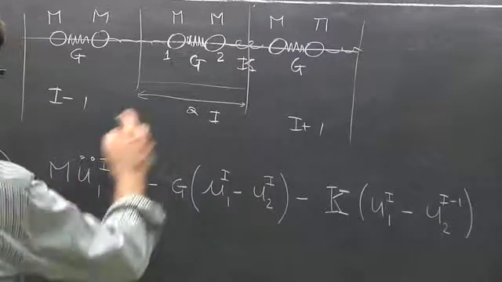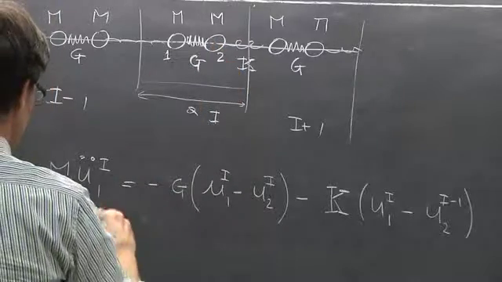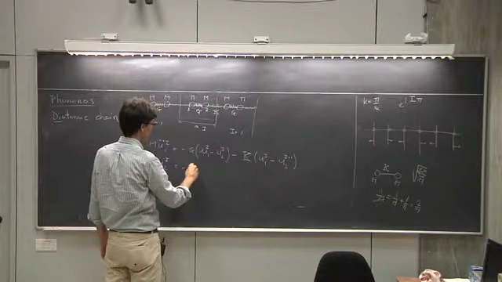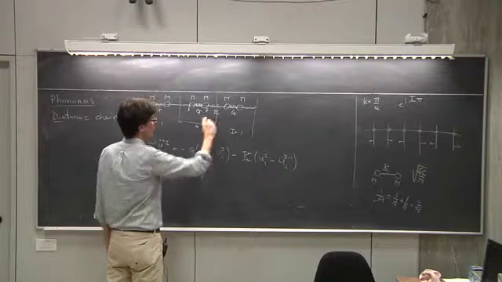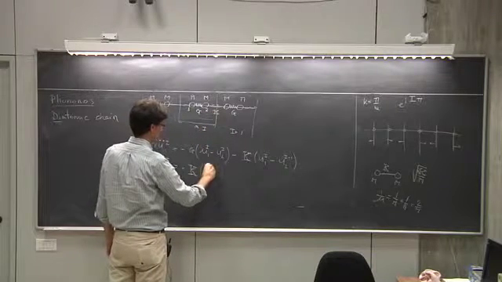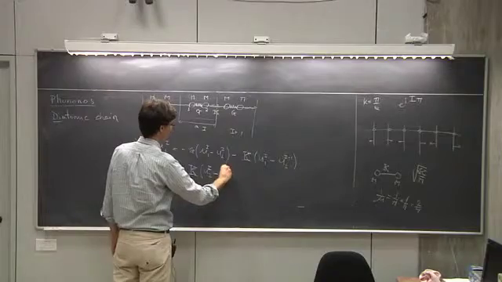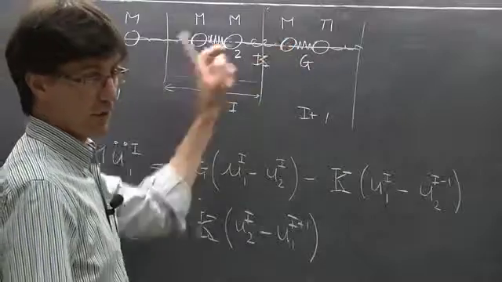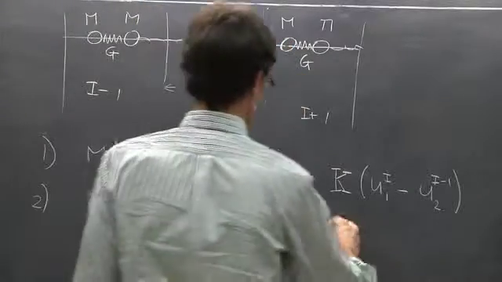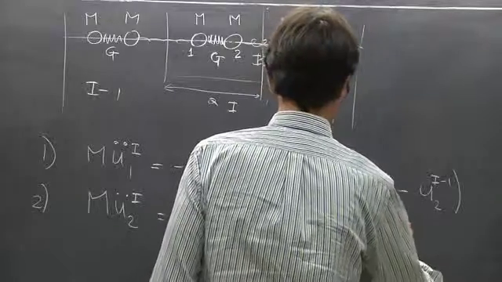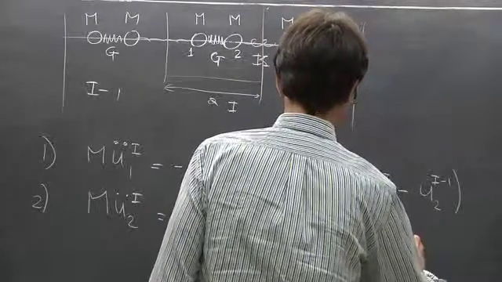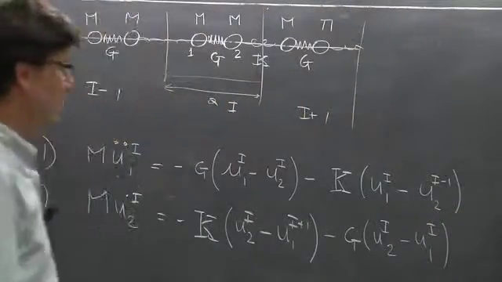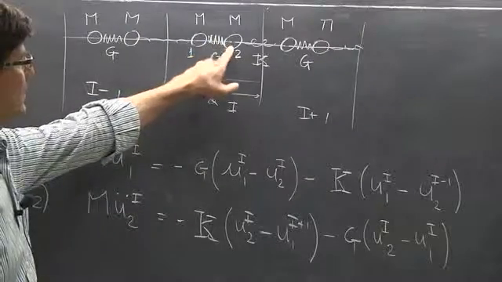And same for atom 2. Atom 2, cell I, will interact with spring constant K with u2 of I minus u1 of I plus 1, right? Atom 1 of cell I plus 1. And will interact with atom 1 of the same cell with spring constant G, this spring here.